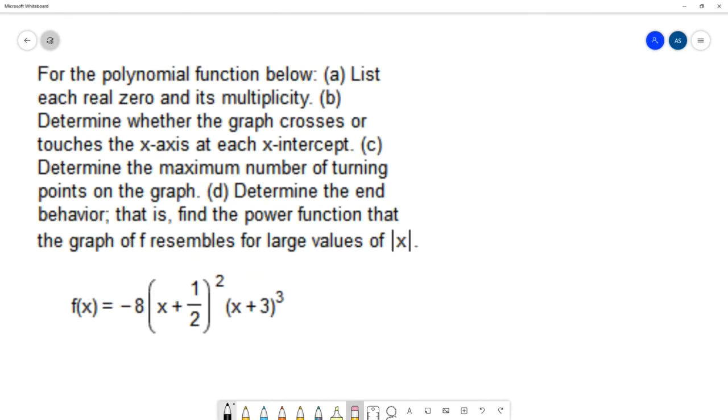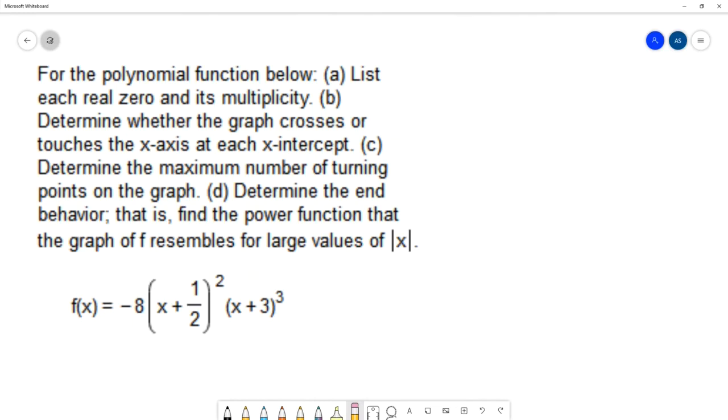So on this example, we have a polynomial function that's below. That's f of x equals -8 times x plus 1/2 squared times x plus 3 cubed. And for this polynomial, we want to list each real zero and its multiplicity, determine whether the graph crosses or touches the x-axis at each x-intercept, determine the maximum number of turning points for the graph, and determine the end behavior, that is, find the power function that the graph of f resembles for large values of absolute value of x.